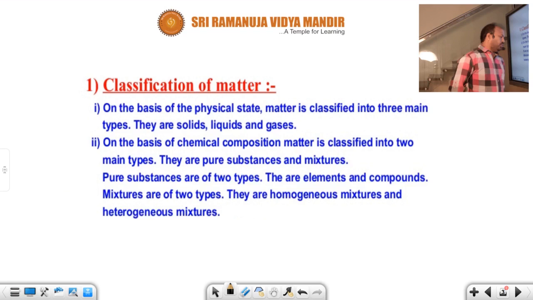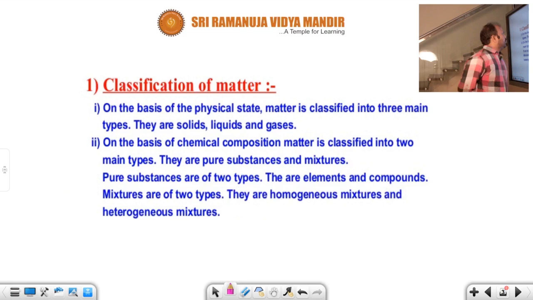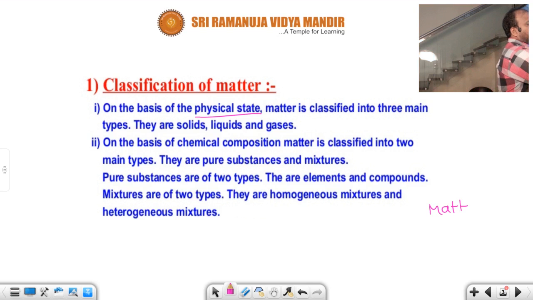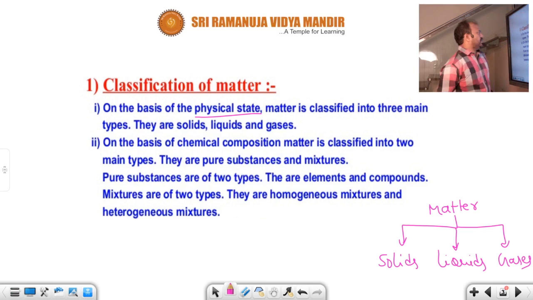The topic is focus and put the concentration here. First of all, you know very well, matter on the basis of physical state can be classified into how many types? Three types: solids, liquids, as well as gases.